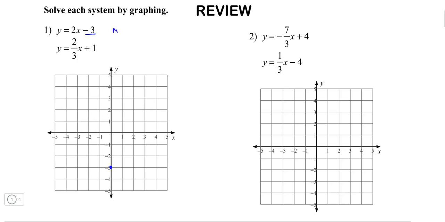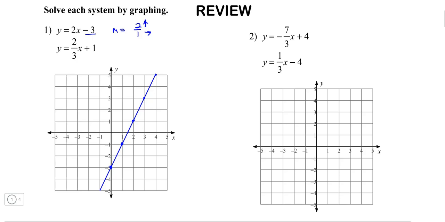And our slope is positive 2. That's the fraction 2 over 1. And since it's positive, we're moving up 2 and right 1. So up 2, right 1. That's right here. Again, up 2, right 1, up 2, right 1. And we just get our straight edge, and we draw our line.